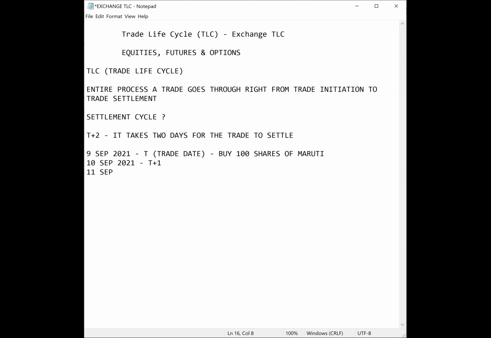Next day will be T+1, 11 September. What is it? It is a Saturday. So forget about it. 13 September 2021 would be considered as T+2. So that will be the settlement date. On that date, you will get the shares of Maruti. So the stock and cash would be exchanged on T+2.